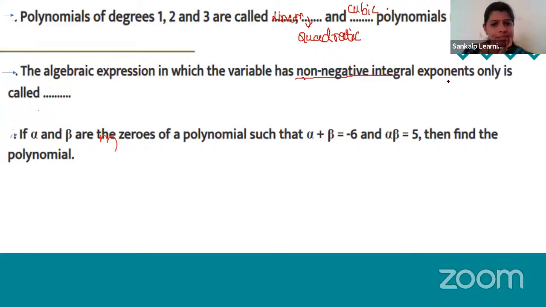What do you call it? The variable has non-negative integral exponents. Non-negative, that means positive exponent. If the algebraic expression has the variable power positive, that means positive exponents, then it is called a polynomial, right?